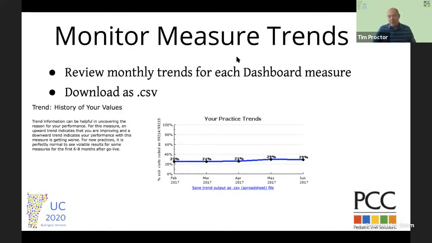Also in the dashboard, every measure has a trend graph. We keep track of your past results for all of these measures. Underneath each trend graph there is a link you can click to download a CSV file, so you can see your past results. So check that out for each measure.